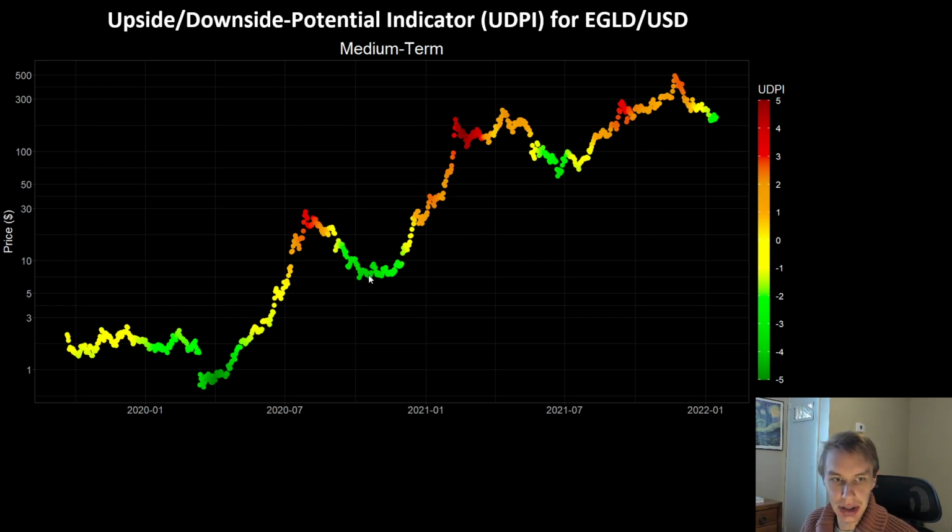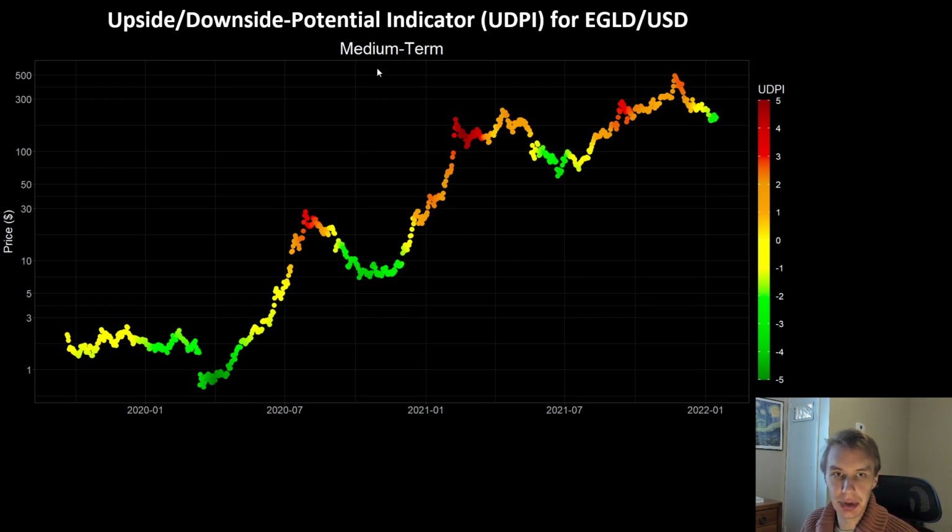And what you can see is that the UDPI does a good job of identifying these low risk zones and these high risk zones in Elrond's price history. High risk meaning that correction often follows or, at the very best, sideways action, and then these low risk zones that oftentimes precede big rallies to the upside. And something you probably noticed is that we're back in the green zone.